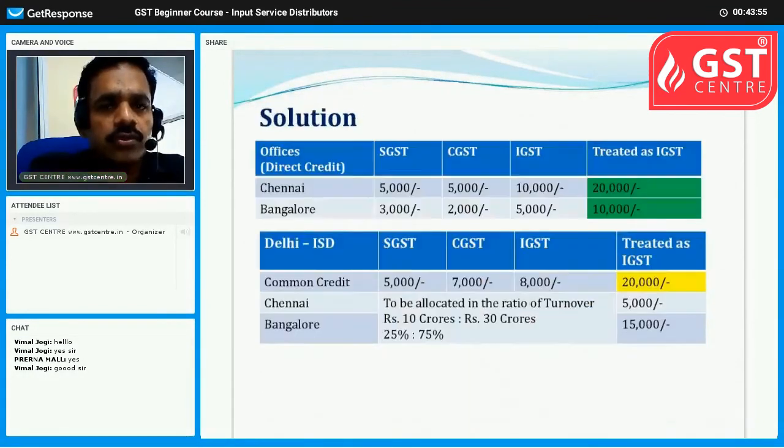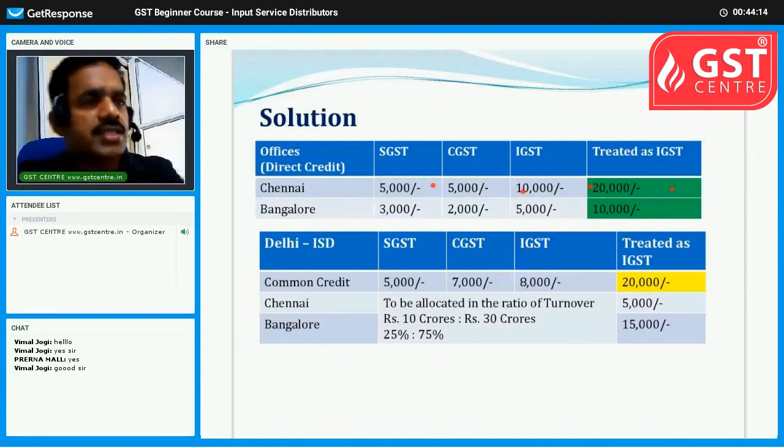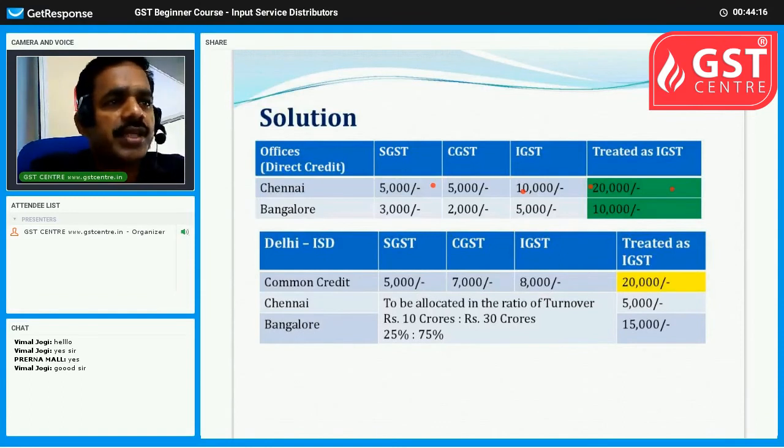So let us look at how to distribute. The Chennai unit has paid 5,000, 5,000 and 10,000, and it will be treated as IGST. It can be set off as IGST credit. What is the specialty of IGST credit? It can be set off against SGST liability, CGST liability or IGST liability. So this credit can be set off against any liability that the Chennai unit has.